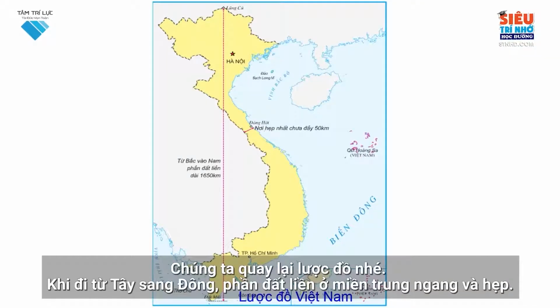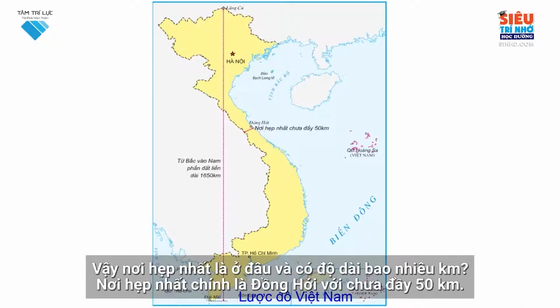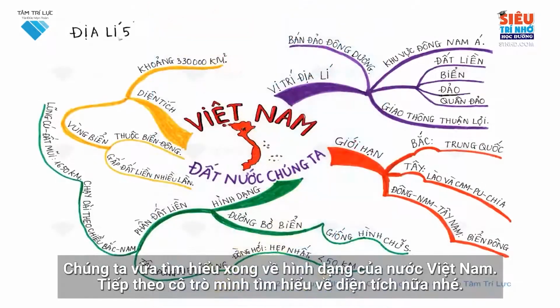From the west to the east, the land in the middle of Vietnam is very narrow. So, where is the narrowest place and how narrow is it? The narrowest place is Dong Hoi, which is nearly 50 kilometers wide. We've just learned about the shape of Vietnam. Next, let's learn about its area.